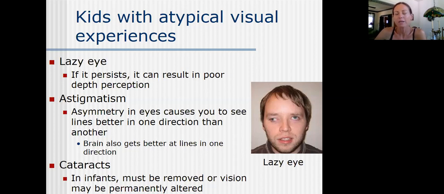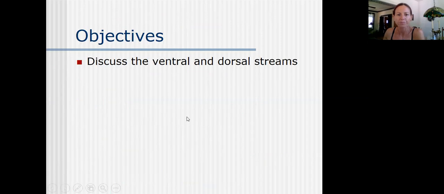In cataracts, sometimes you can get them with infants, and that's kind of a clouded vision. Again, if they don't get that visual stimulation, the brain is not going to form right. So we definitely want to make sure those cataracts get taken out early in life.